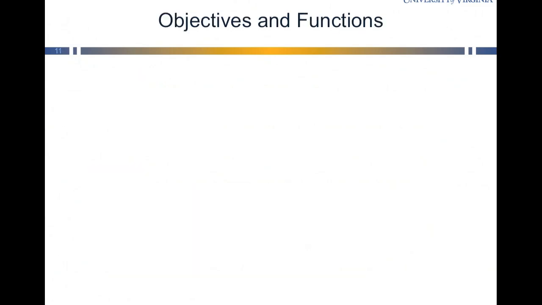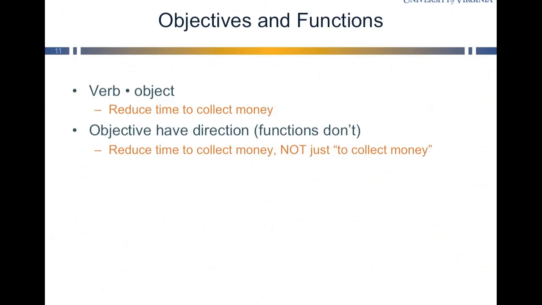One of the things you might have noticed is that objectives and functions are kind of similar, and they have some similar characteristics. One is that they're always a verb and an object. It could be collect money for a function, or reduce the time to collect money for an objective, giving it that direction. So reduce time to collect money, not just collect money, to be an objective. Functions would be just collect money.